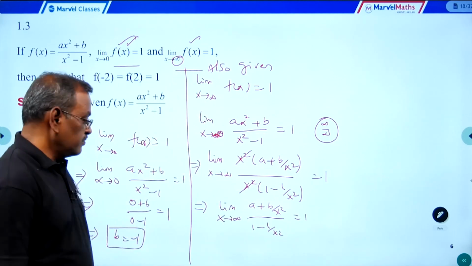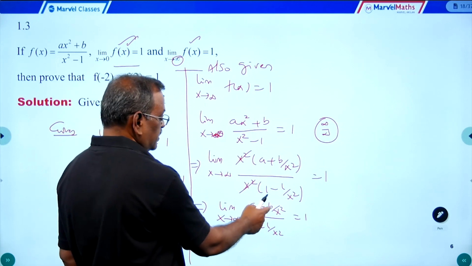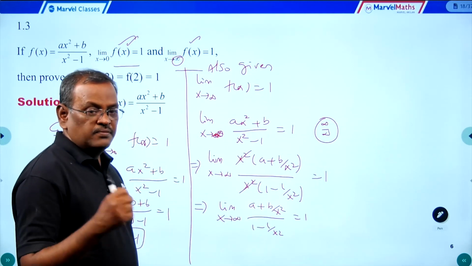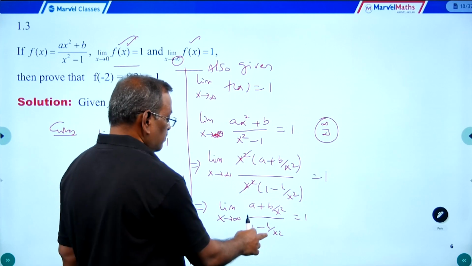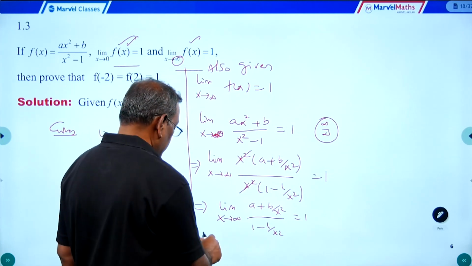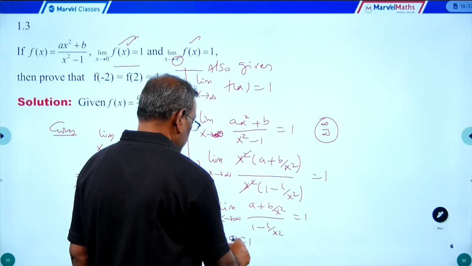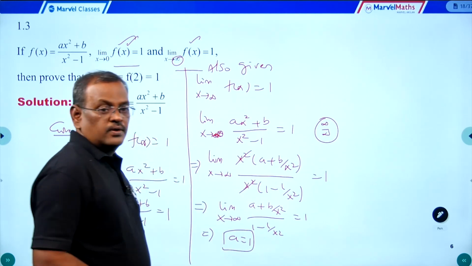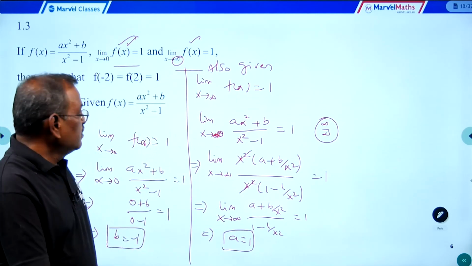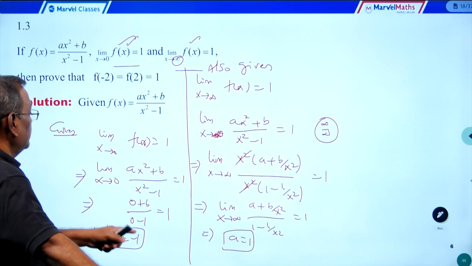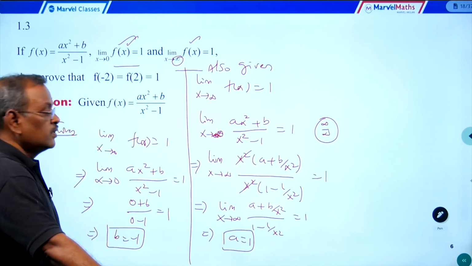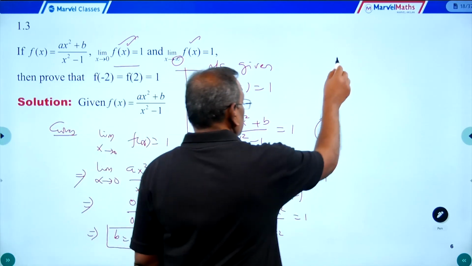substitute x equal to infinity. If I substitute x equal to infinity, b by infinity is 0 and 1 by infinity is also 0. What is the value now? The value is a equal to 1. Both the values are calculated. But the question is not to find the values of a and b, the question is to prove these two. Now what does f of x become?